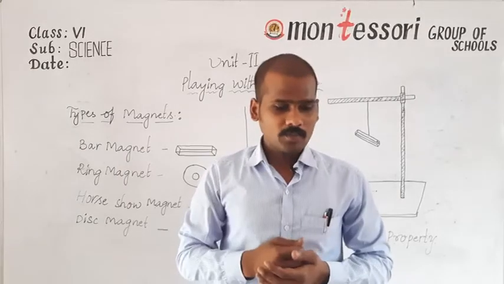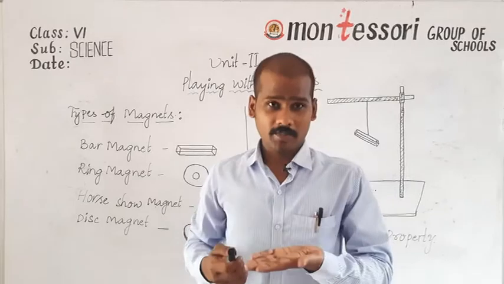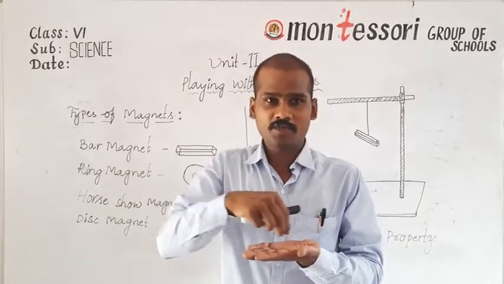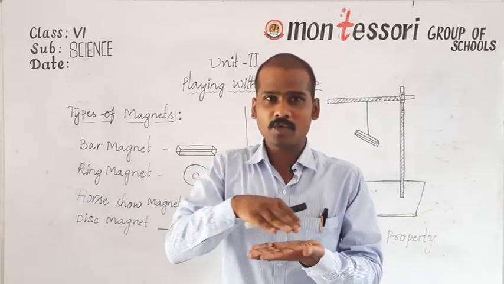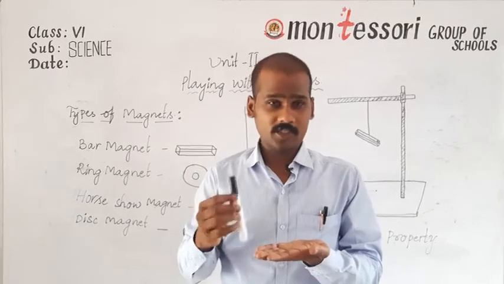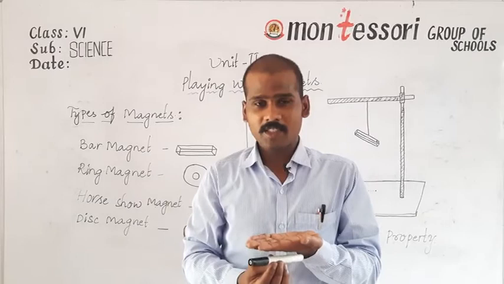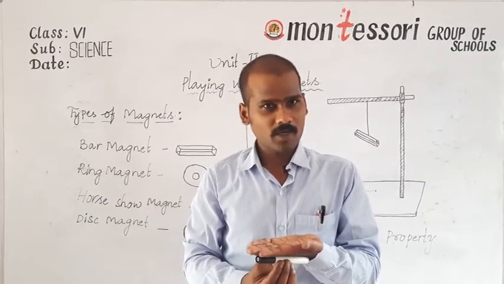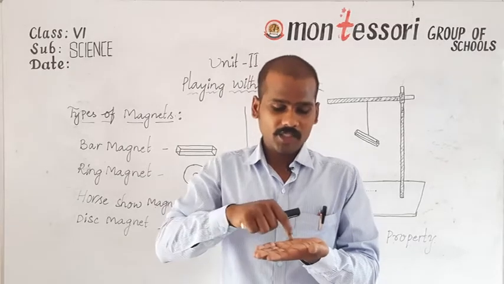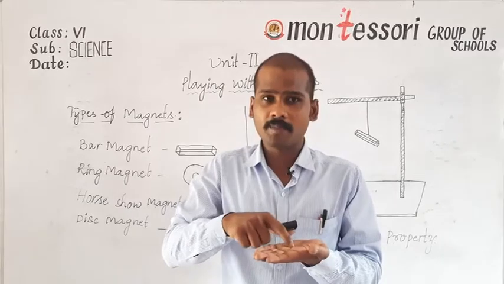Okay, now first what we have to do is take a paper, and spread some iron filings onto the surface of the paper. We have to spread them all around the paper. Okay, next, we have to take the magnet, and place the magnet just below the paper. Okay, next we have to observe the change in the pattern of the iron filings or iron pieces on the paper.